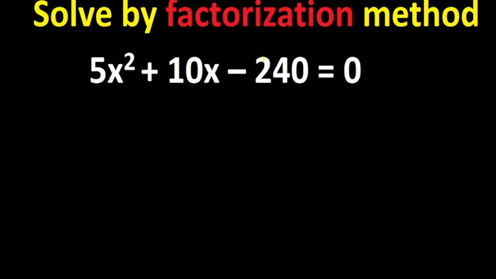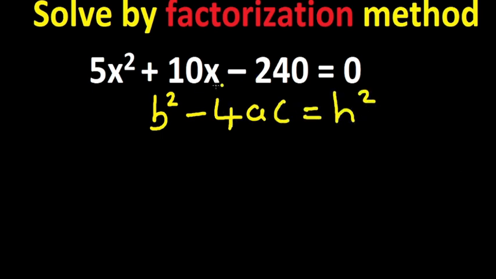If you have a quadratic equation and you want to solve it by factorization method, the first thing you need to do is to check if it can be solved by factorization method. And we can do that by using this simple formula: b squared minus 4ac equals h squared. Now, if this quadratic equation can be solved by factorization method, if we plug in the respective values into this formula, we're going to get the square of an integer. But if you don't get the square of an integer, it means it cannot be solved by factorization method.